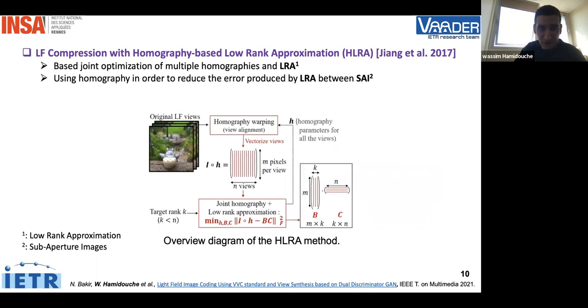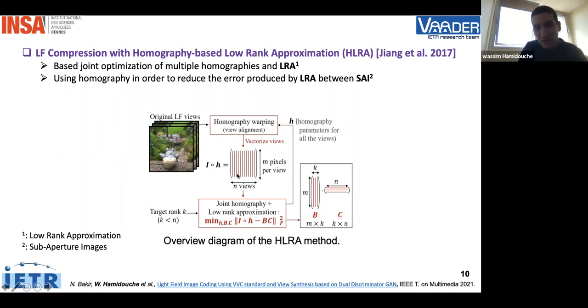The first one is colored light field compression with homography-based low rank approximation. It was proposed by INRIA, the team of Christine Guillemot. The idea here is to take the original light field views, as you can see here, and organize them into one matrix. Each view is represented as a vector, and then we do some homography warping to align the different views, or remove the disparity between the views.